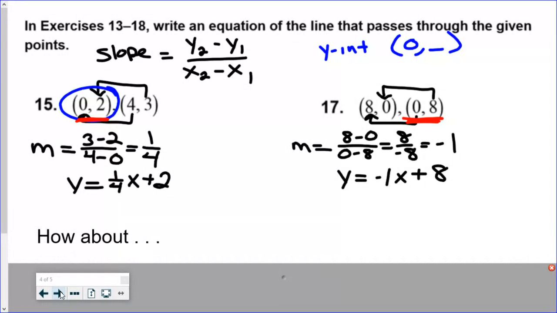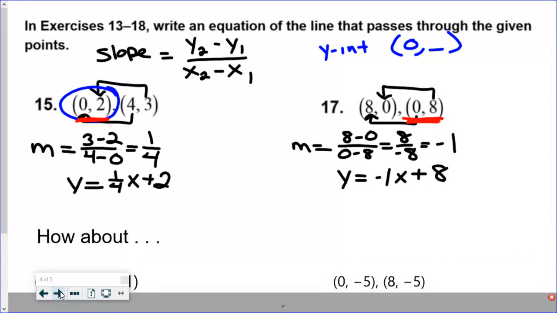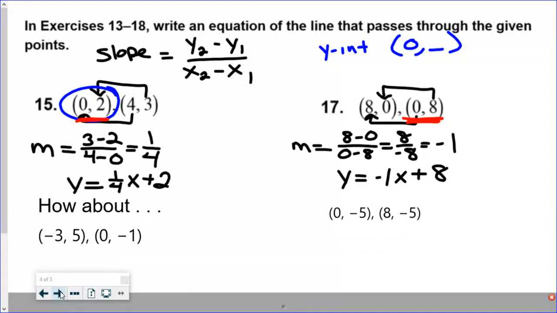Okay. Now, are you ready? I'm going to move this up. Could you do these two? So try those out right now. Okay, pause it, and I'm going to show you then. So do it, pause it.